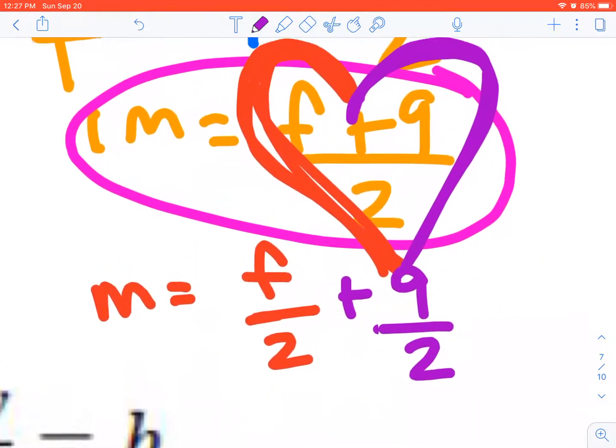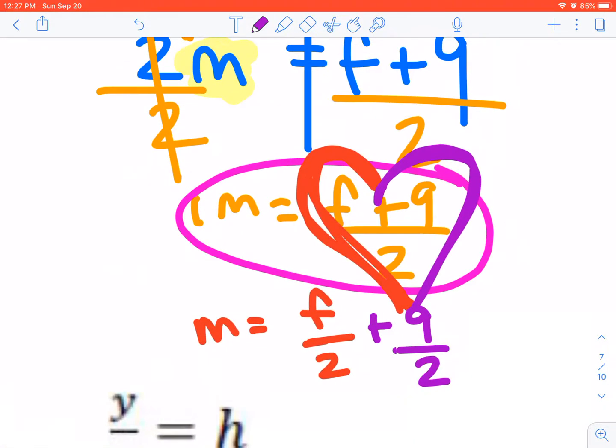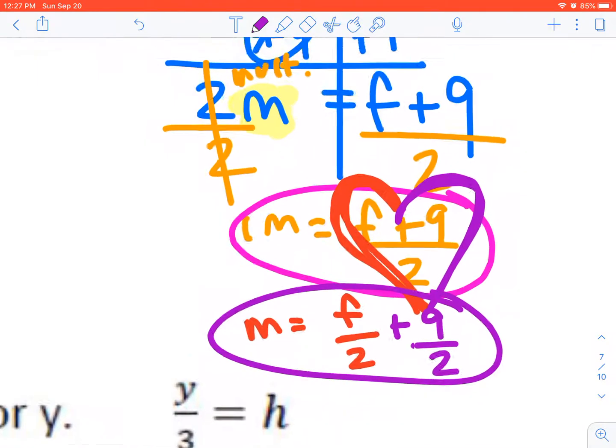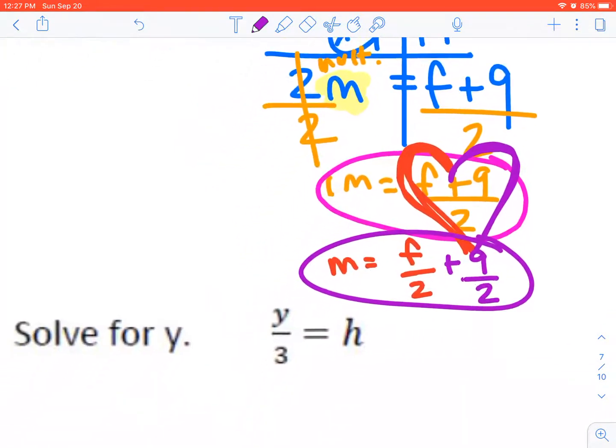And since we're in algebra, we can actually leave it like that, 9 over 2. This is a terminating decimal, so you could possibly also change it to that decimal. It would be 4.5. But this is also another correct answer. So we have two possible answers for this question.